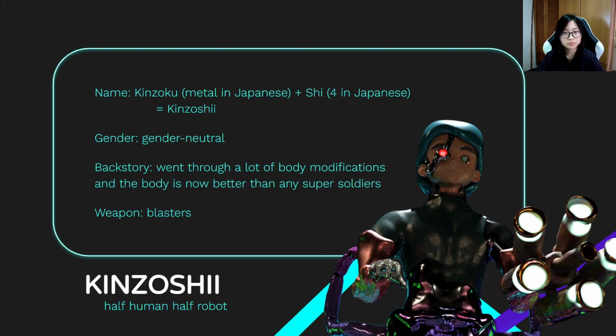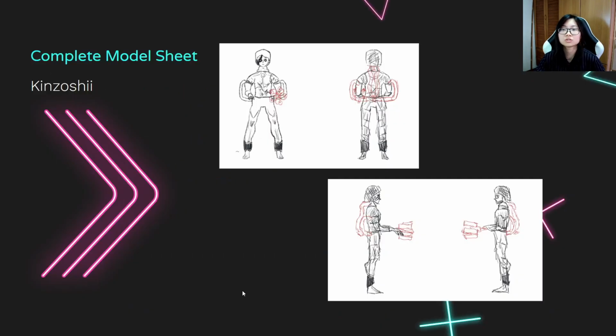And also the backstory behind why Kinzoshi is now half human and half robot is because they went through a lot of body modifications, and their body is now basically better and stronger than any super soldiers. So the main weapon used for Kinzoshi is blasters in the hand. And moving on would be the complete model sheet for Kinzoshi. So this is the complete model sheet, and it is drawn in Procreate.